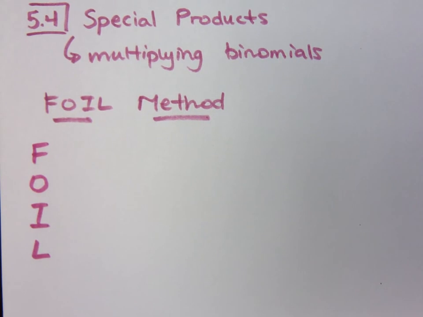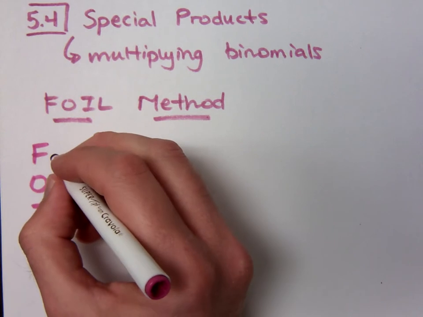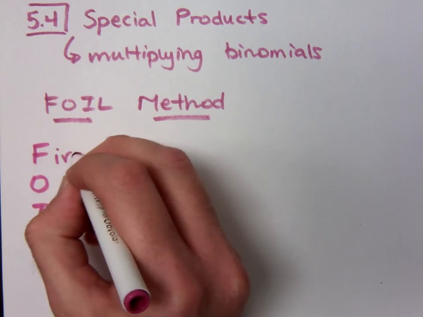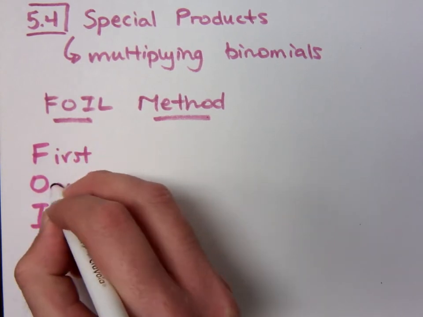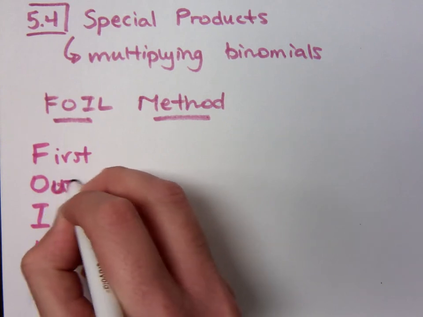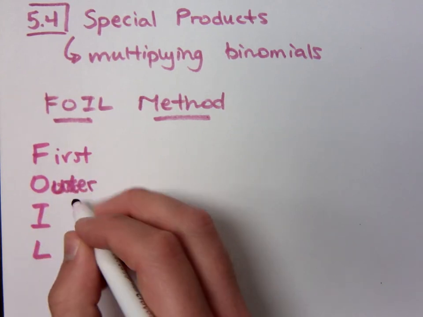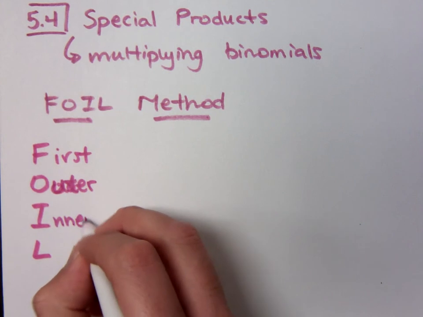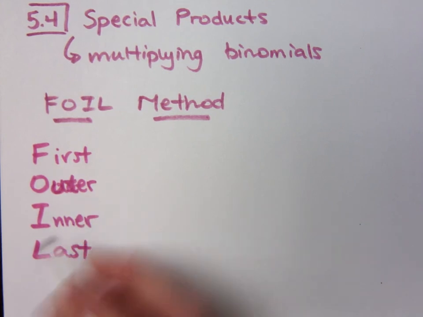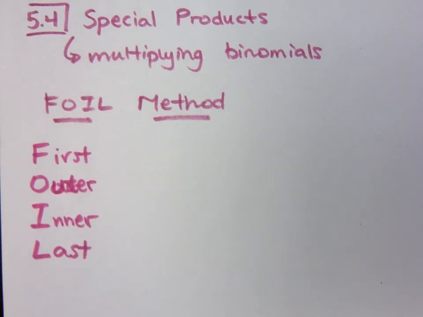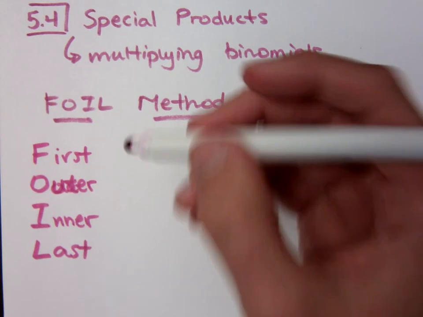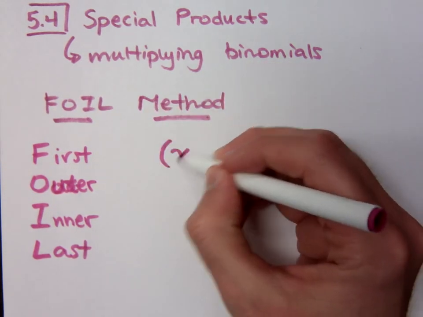It's first, outer, inner, last. This is just a way to help us remember how to multiply things. But you know what? You already know how to multiply, so it's not that big of a deal.